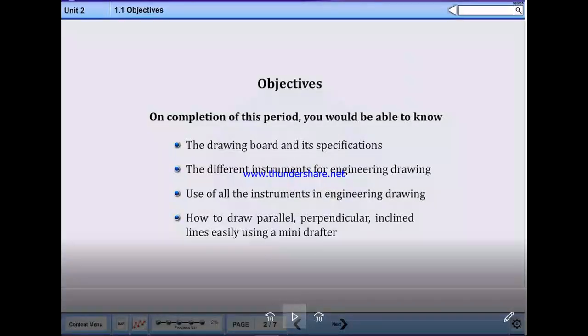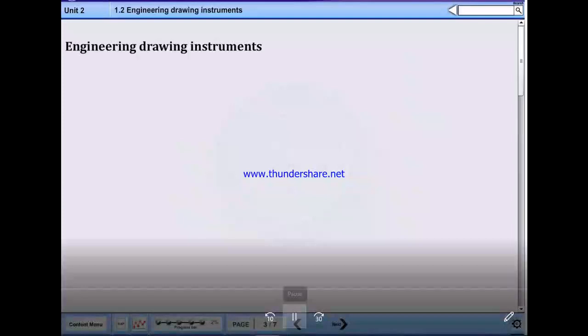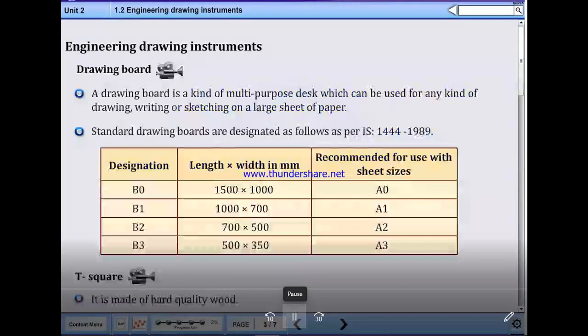Drawing board and its specifications, the different instruments for engineering drawing, use of all instruments in engineering drawing, how to draw parallel, perpendicular, inclined lines easily using mini drafter. So these are the objectives which we are going to learn in these engineering drawing instruments.